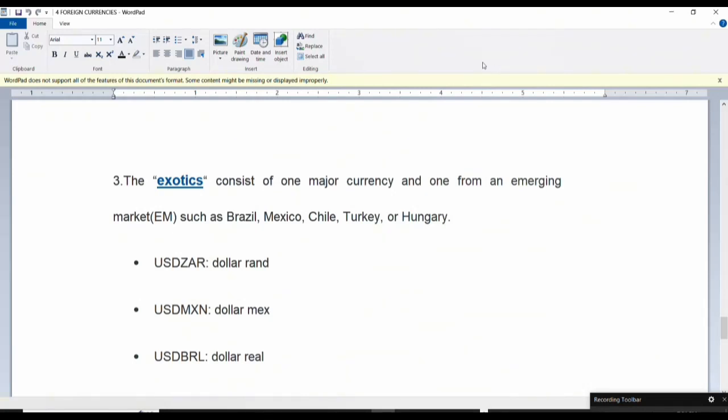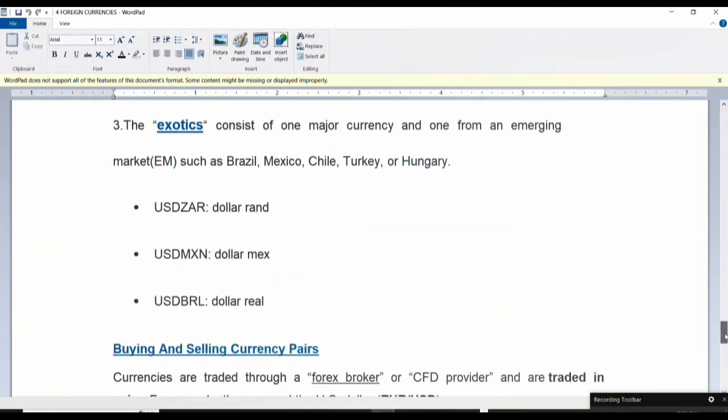The exotic currencies consist of a major currency and one from an emerging market, such as Brazil, Mexico, Chile, Turkey, Hungary, Singapore, South Africa. Those countries fall under the category of emerging markets. Now, if you combine their currencies and one major currency, for example, the United States dollar, we are going to have an exotic pair. The United States dollar is combined with the South African rand. We are going to have the dollar rand.